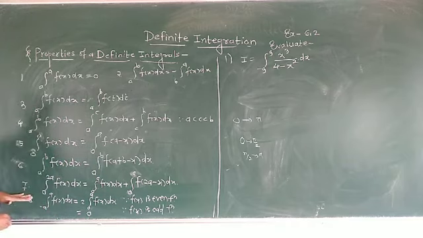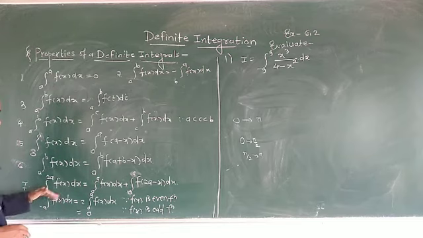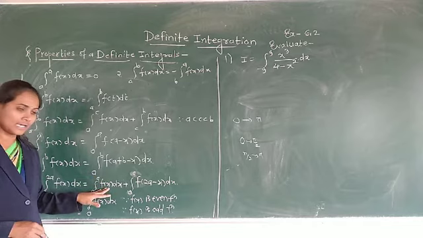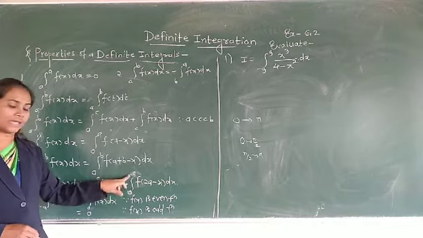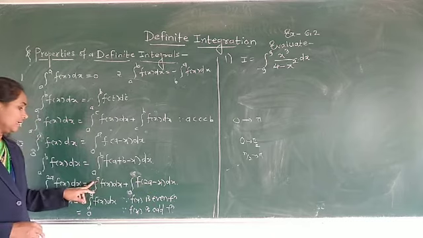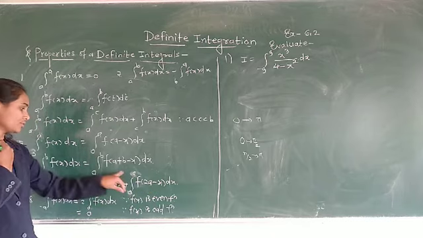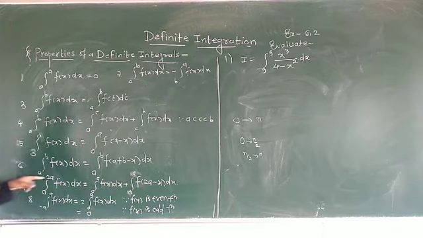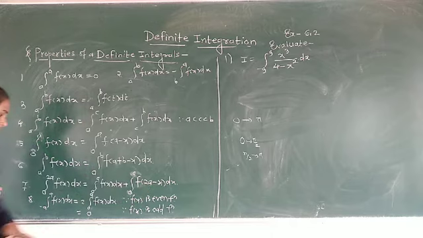And the seventh property, integration 0 to 2a f of x dx is equal to integration 0 to a f of x dx plus integration 0 to a f of 2a minus x dx. Here the limits are both the same, 0 to a, 0 to a. But in the second function we take 2a minus x, that means upper limit minus x.